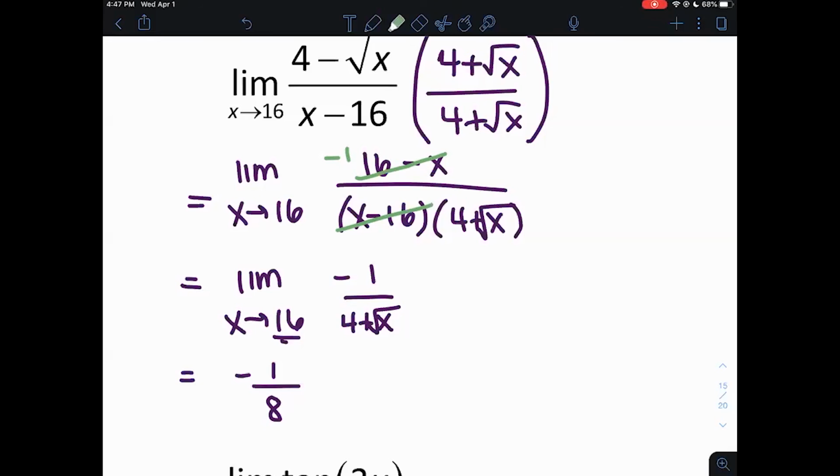Also, just very quickly notice that I kept my limit notation the whole way through until I actually substituted in that 16. Once I substitute in the 16, I'm evaluating the limit. The limit notation goes away.